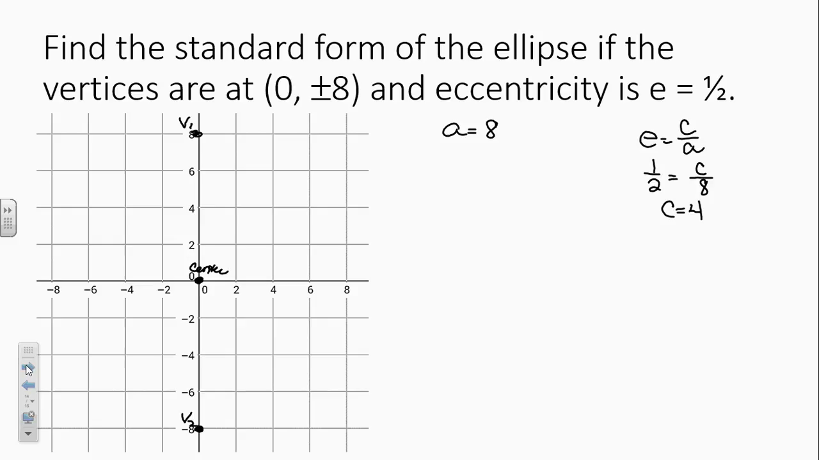So far so good? Okay, that means our foci are going to be 4 up and 4 down. Not that we need them, but just to make sure that we remember. Horizontal or vertical? Vertical. So our A squared is beneath which one? The Y. A squared is 64. So all we need to do is find B squared.